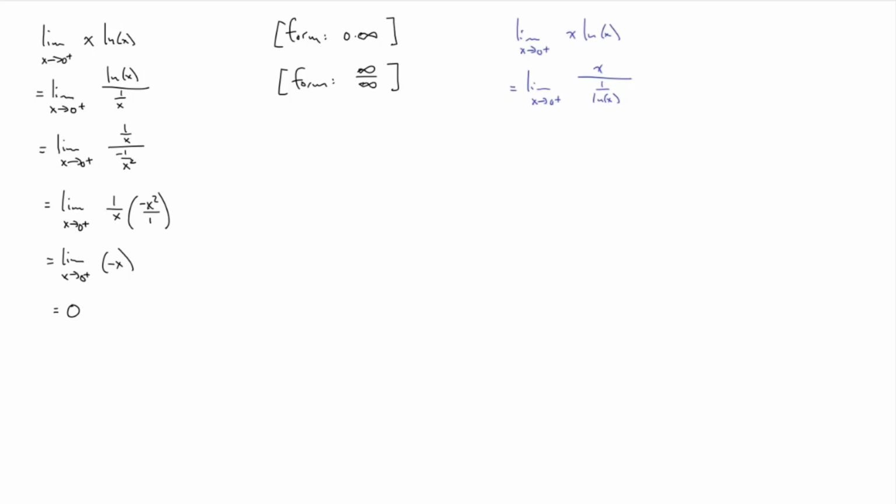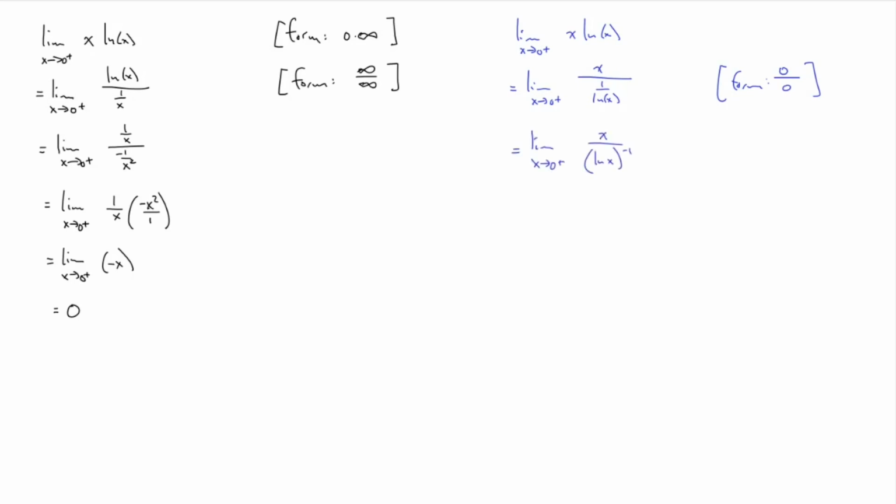One thing you might be wondering is, could you have done this differently? Algebraically, x times the natural log of x could also be written as x divided by 1 over the natural log of x. And since the natural log of x goes to negative infinity as x goes to 0 from the right, 1 over the natural log of x is going to 0. And so this is of the form 0 over 0. And so we can again apply L'Hopital's rule, in this case looking at the limit as x approaches 0 from the right of the derivative of the numerator over the derivative of the denominator.